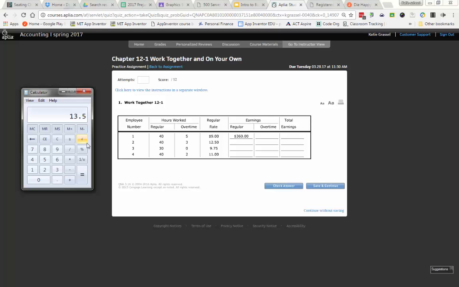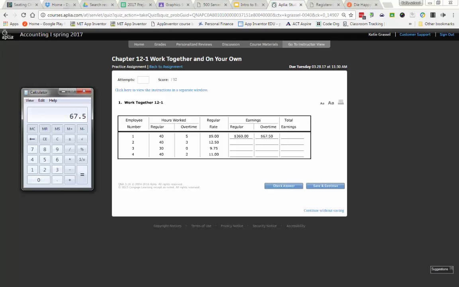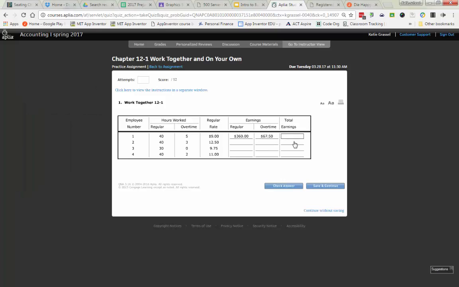So then you'll take $13.50 and multiply that by the number of overtime hours worked, which is going to be 5. So that gives us overtime earnings of $67.50. To calculate your total earnings, you're going to take your overtime earnings plus your regular earnings, and that would give me $427.50.